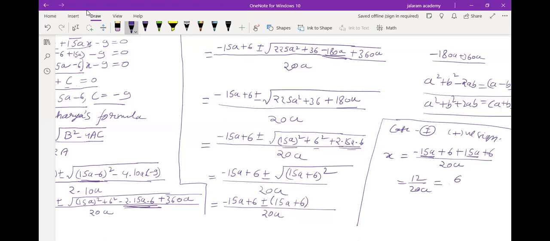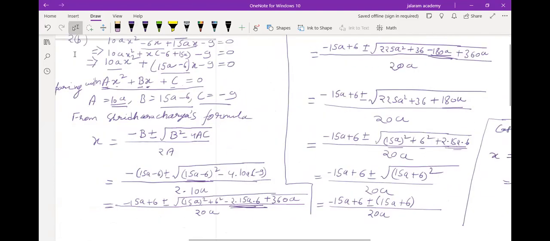So 2 6s are 12, or 3 4s are 12, we can use. First, I draw this line, 3 4s are 12. 5 4s are 20, 3 by 5. One answer is x equals to 3 by 5a. Understood everyone?